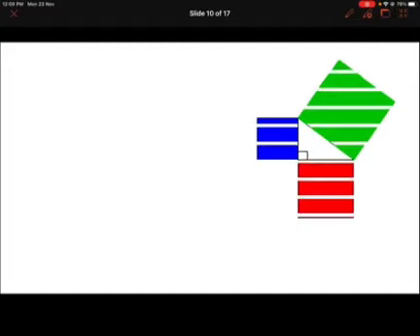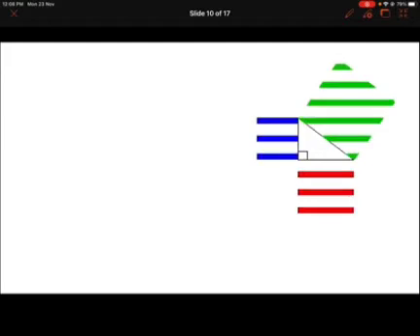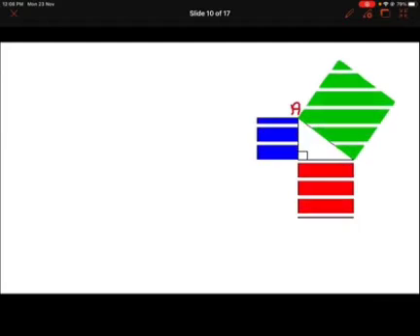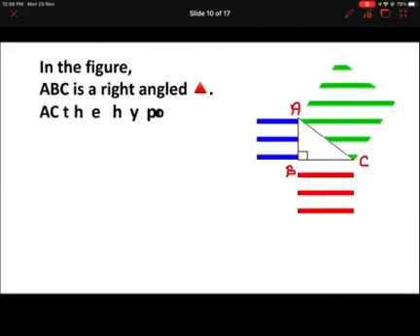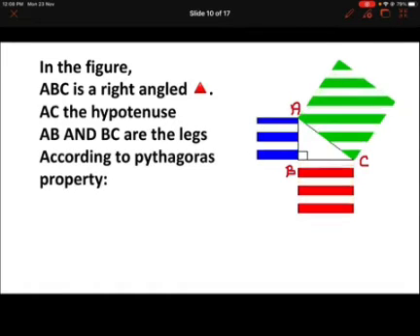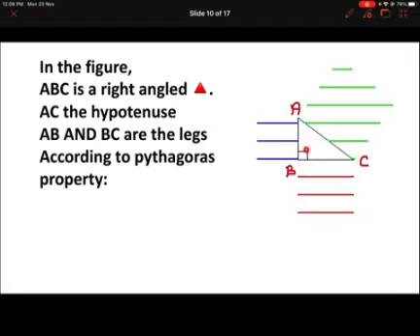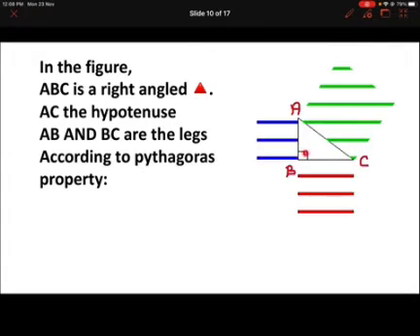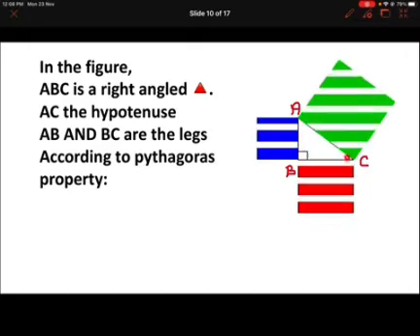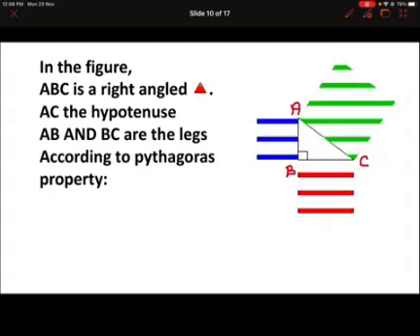Now, all of you can see you have a right angle triangle in front of you and there are squares on each side of the right angle triangle. Let us name the triangle A, B and C. You can identify AB and BC are the legs and AC is the hypotenuse. In the figure, ABC is a right angle triangle. All of you agree because we have a right angle right here, depicted by the 90 degrees. So we can say this triangle is a right angle triangle.